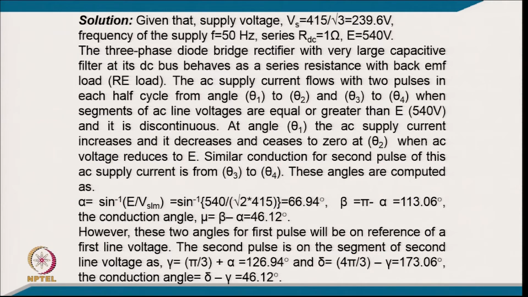So, that will be 126.94 and delta equal to 4 pi by 3, that gamma that is 173, and conduction period will be the same as 46. There will be 2 pulses of 46.12 compared to your pulse of 60 degree. So, it is conducting only part of 60 degree pulses out of those. So, out of 180 it is conducting around 92 degree, 92.24 degree only.